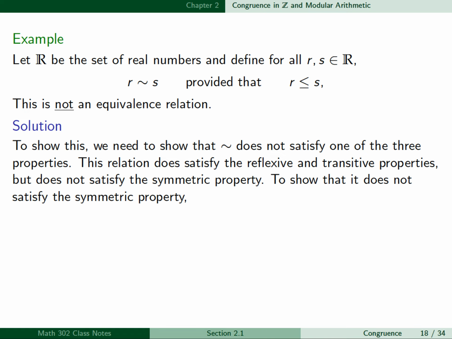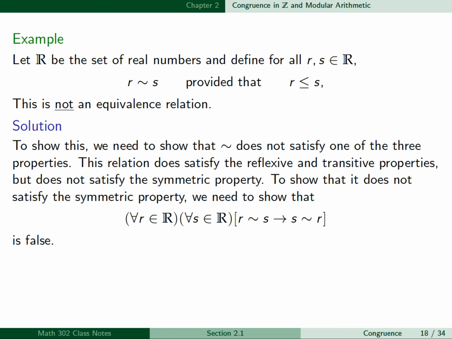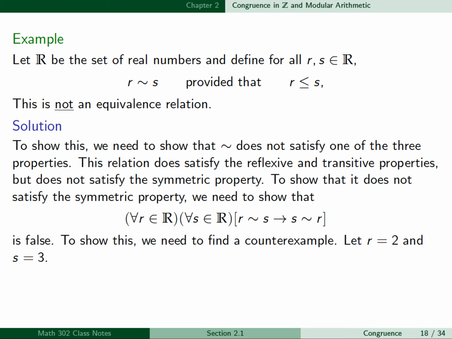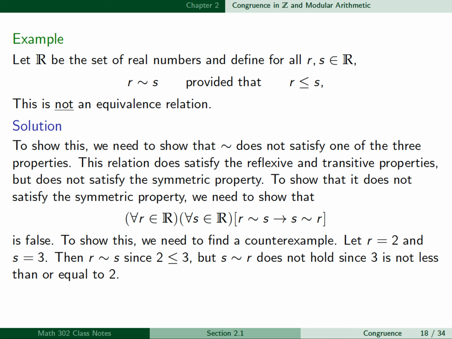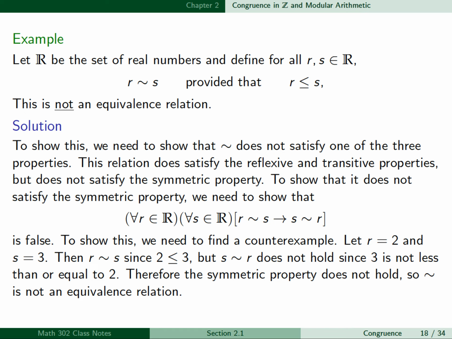And to show that it does not satisfy the symmetric property, we need to show that the condition in the property, for all r and s in R, r is related to s implies s is related to r, is false. And to show this is false, we need to find a counterexample. So let's let r be 2 and s be 3. Then r is related to s since 2 is less than or equal to 3. But s is not related to r. s is related to r does not hold since 3 is not less than or equal to 2. So our hypothesis is true, but our conclusion is false, which makes this conditional false. Therefore, the symmetric property does not hold, so this relation is not an equivalence relation.